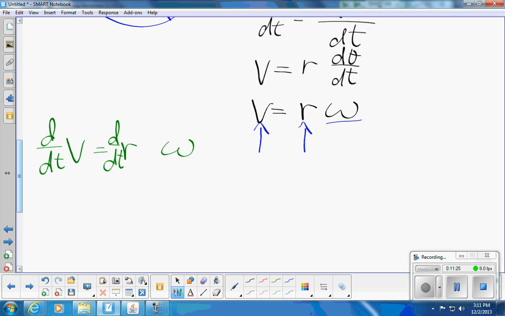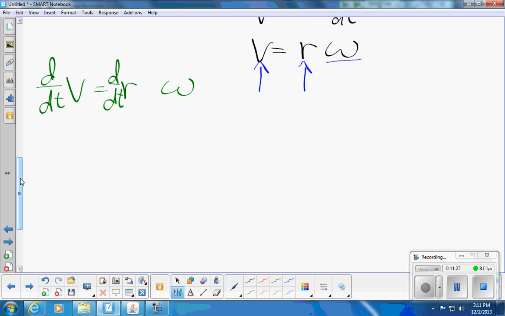What do I get? Well, on the left-hand side, I'm not going to write it in so many steps this time. dv dt, that's a. On the right-hand side, r is still a constant. I have r times d omega dt. That is r times alpha, which is the angular acceleration. So this tells us that the acceleration is greater the greater your distance from the center, and it's equal to r times your angular acceleration.